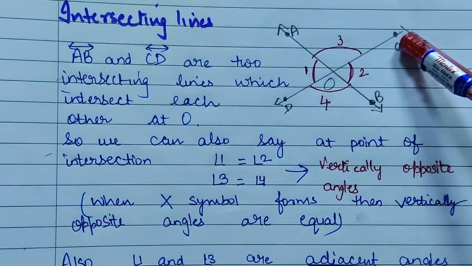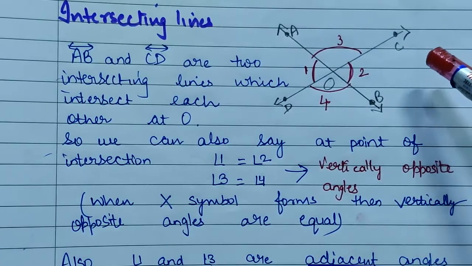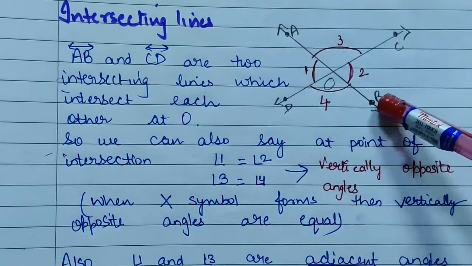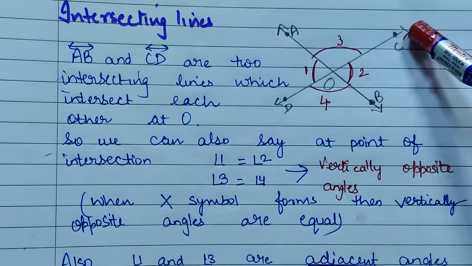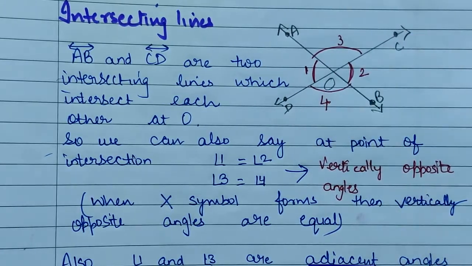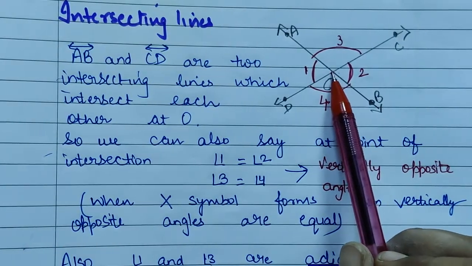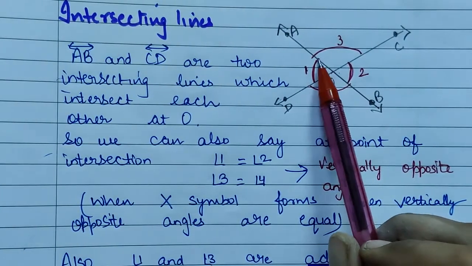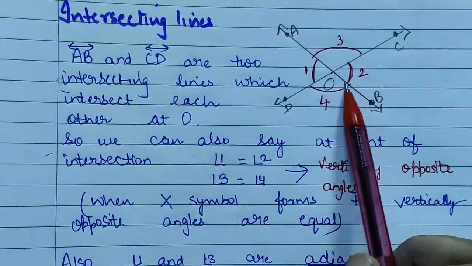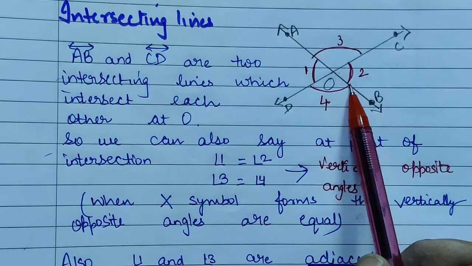Intersecting lines means lines which intersect, which cut each other at some point. Here we have AB and CD, two lines which are intersecting each other at point O. So, when two lines intersect each other at a point, which is the point of intersection, then we say that this angle will be equal to this angle and this angle will be equal to this angle.